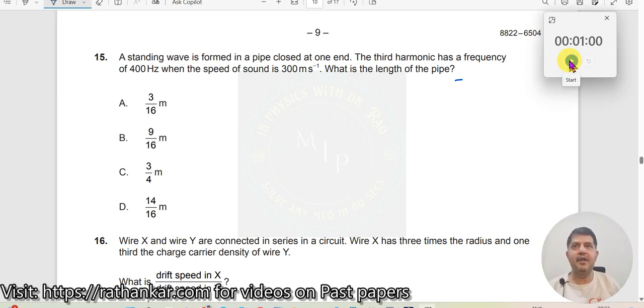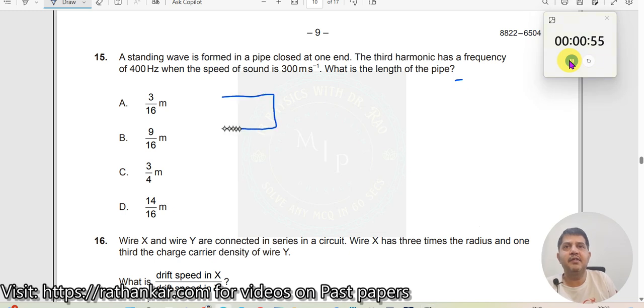Okay, question number 15. A standing wave is formed in a pipe closed at one end. So a standing wave will be formed here like this. Then what is this called? Your first harmonic. The third harmonic has a frequency of 400 hertz.